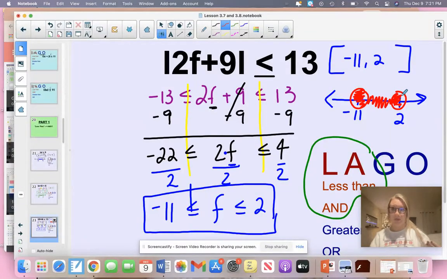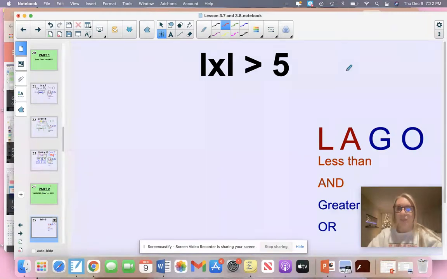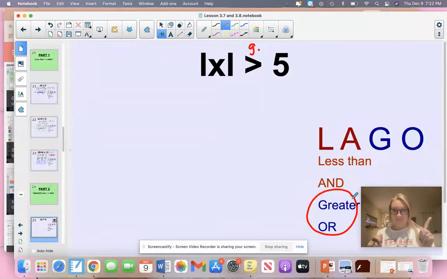So that is how you solve an absolute value inequality with a less than sign. We set it up so that it's "and." Now, part 2 is when you see an inequality that involves a greater than sign. This one's a little bit different. So take a look. Right now, I see this is a greater than sign, which means that we're setting up an "or" inequality. Step 1, isolate your absolute value bars. Lucky for us, that's already done.